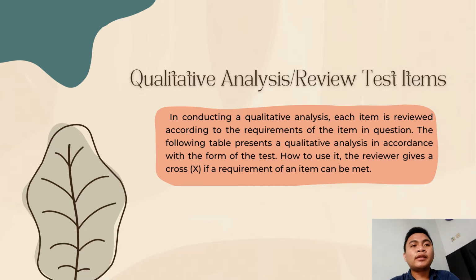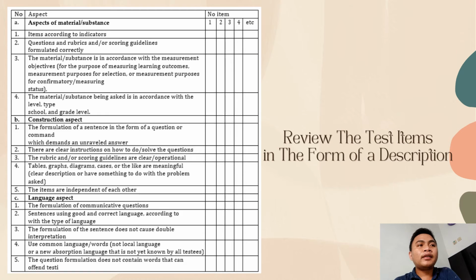Okay, the next is qualitative analysis, or review of test items. In conducting a qualitative analysis, each item is reviewed according to the requirements of the item in question. The following table presents a qualitative analysis in accordance with the form of the test. How to use it? The reviewer gives a cross, or an X, if a requirement of an item can be met. The next is the review of test items in the form of description.